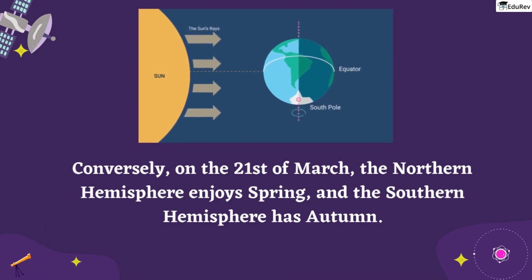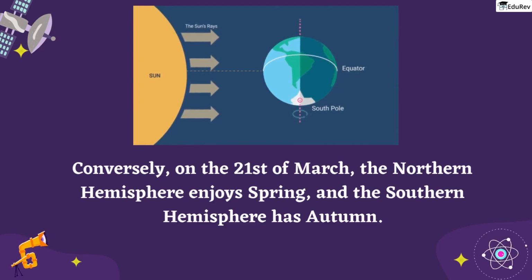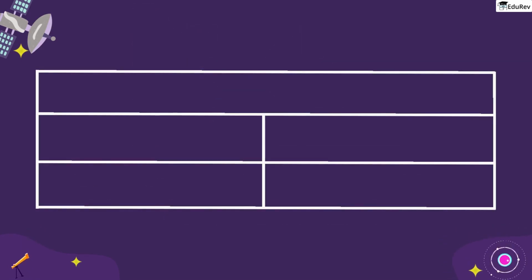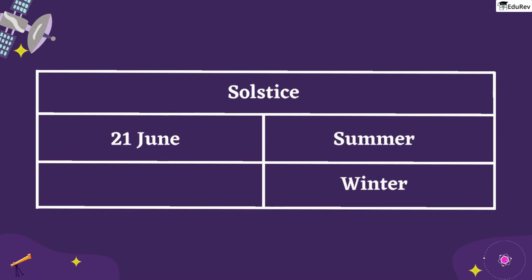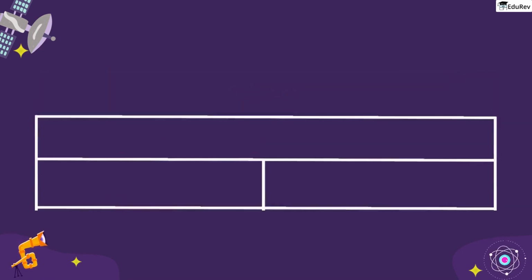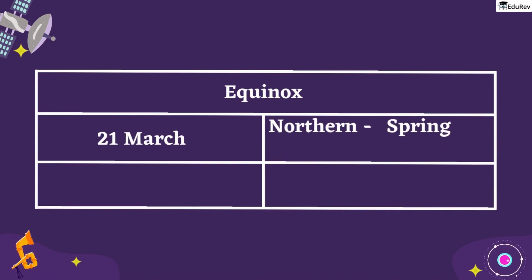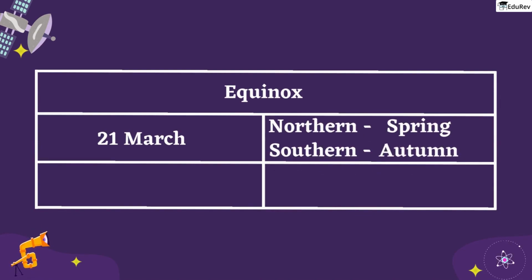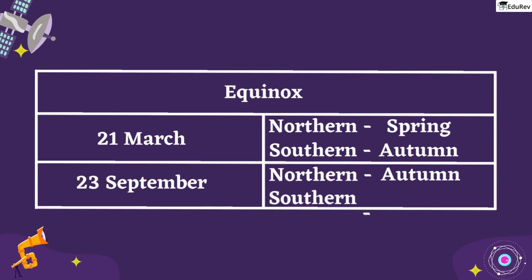So students, let us quickly revise and learn the dates which we have studied just now. Solstice. The summer solstice occurs on 21st June. The winter solstice occurs on 22nd December. Equinox. On 21st of March, the northern hemisphere enjoys spring, and the southern hemisphere has autumn. And on 23rd September, the northern hemisphere experiences autumn while the southern hemisphere has spring.